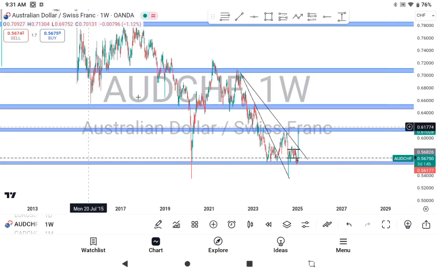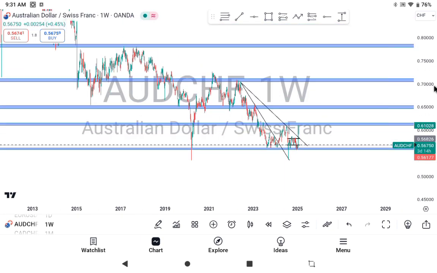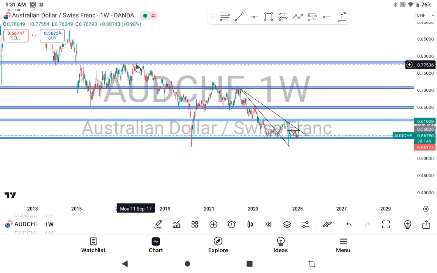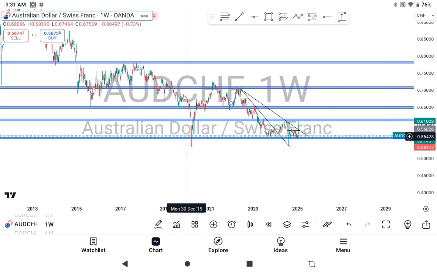Look at it. We have a sell-off right here. It pulled back, attempted again for a second attempt, and could not break lower. So this is giving us a trend reversal. Look at it: this is a low, this is a high. Another attempt again, and it still could not break higher.